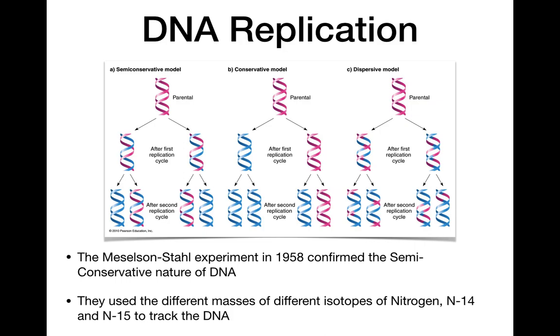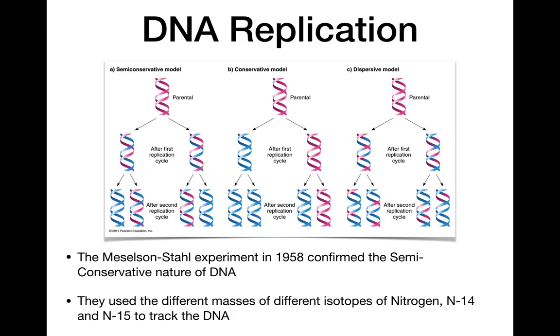In the dispersive model, we have chunks of each one. So after the parental, a bit of it goes into each strand, and we have four strands that are a bit parent, a bit daughter, and the next generation we have even more that are a bit parent, a bit daughter. So in this case, none of them are all new, and none of them are all parent.